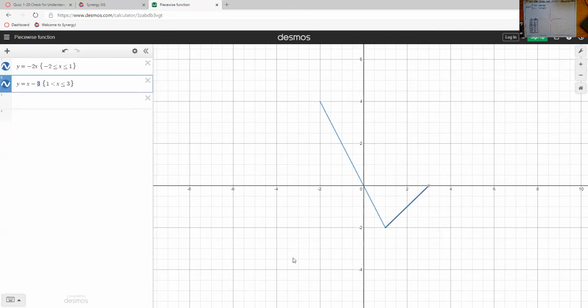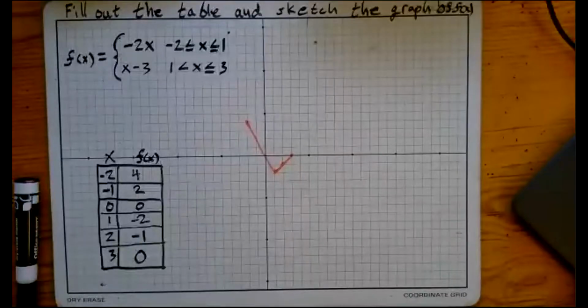Now, there's absolutely no reason why piecewise functions have to be joined up, though. Like, if I had you graph x minus 2 there instead, then our function would have had this jump. And that's okay, that happens. That is allowed.